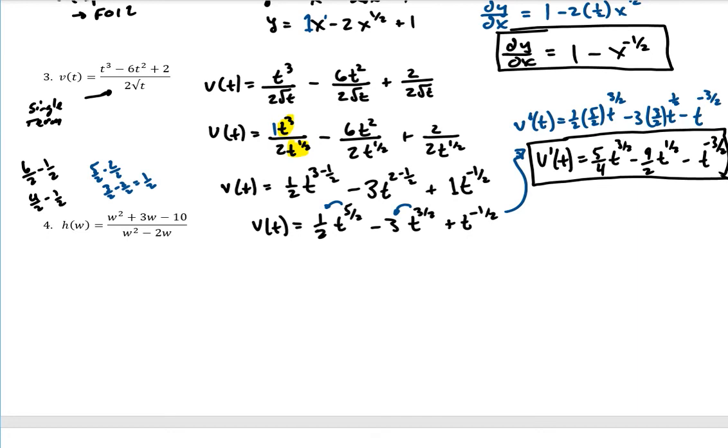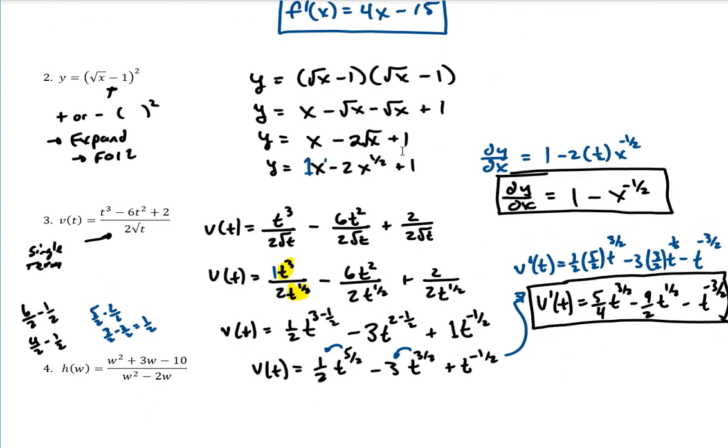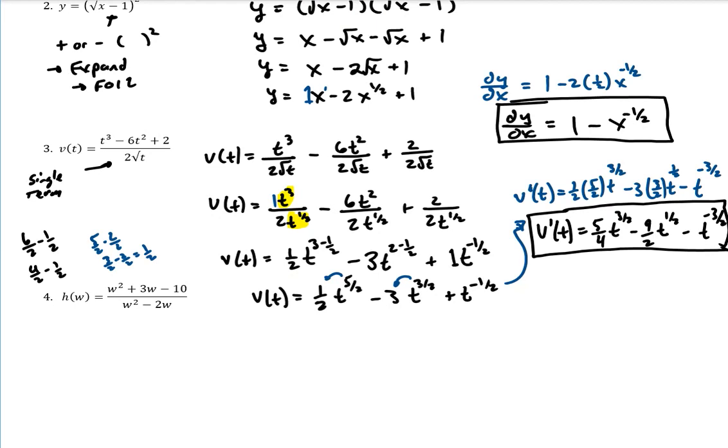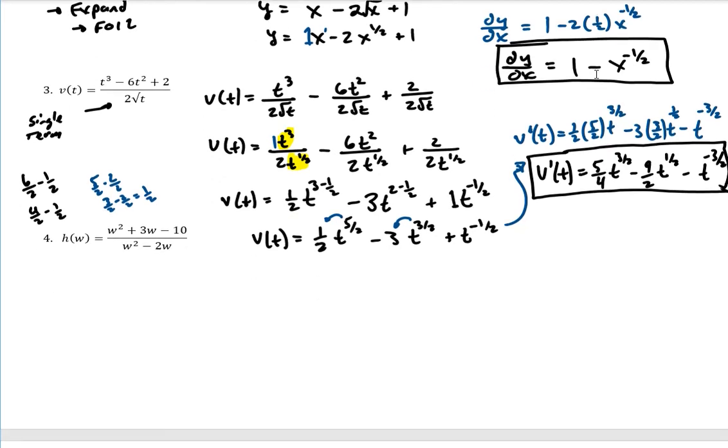Okay, so notice on these problems, the multiplying and dividing, that's the bulk of the steps that needs to be done. And then afterwards, once it's simplified, we do our one step for the derivative, and then we just simplify the derivative. So that's it.